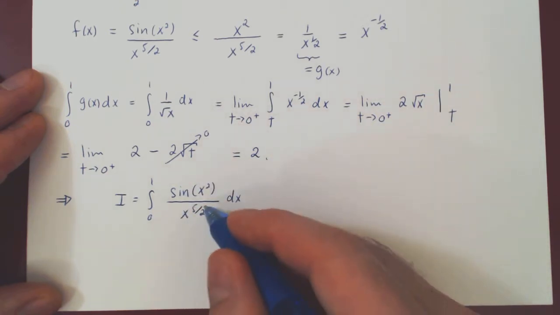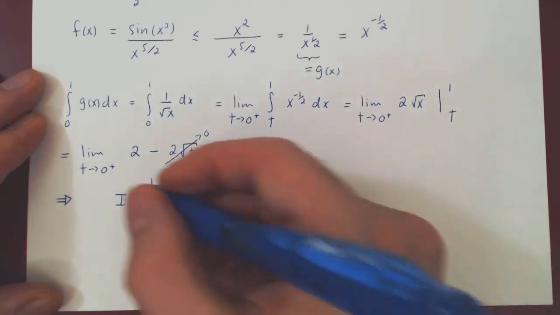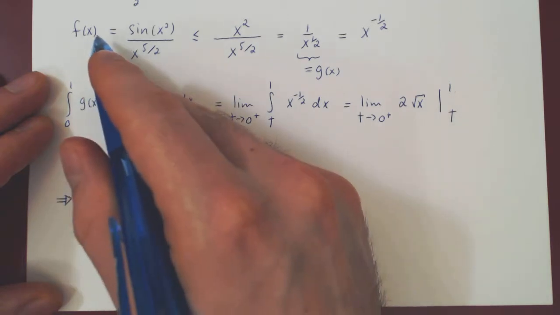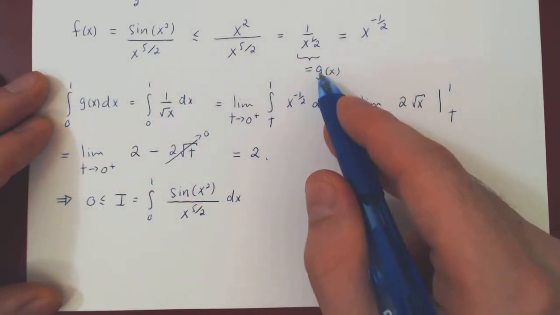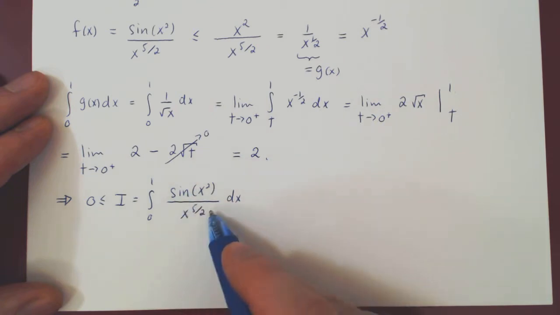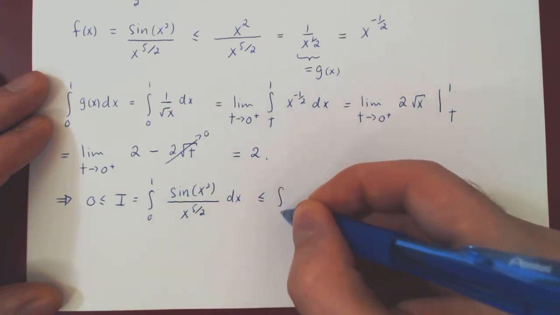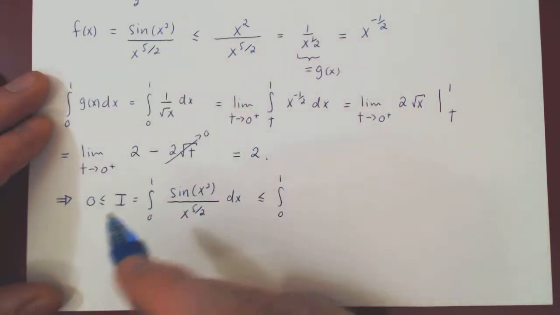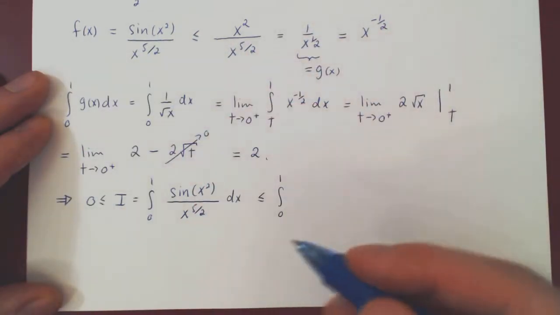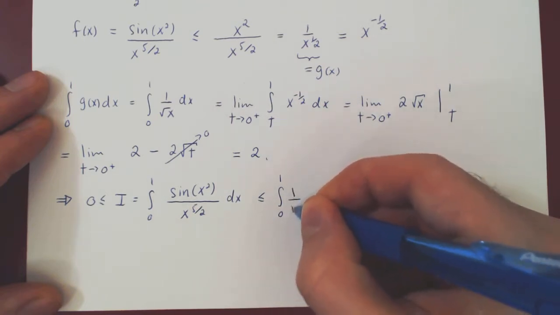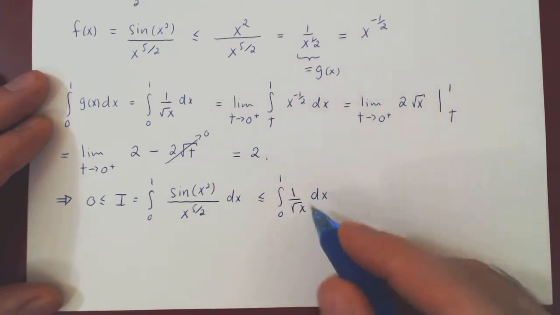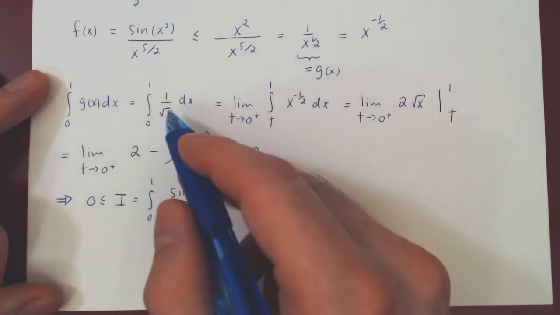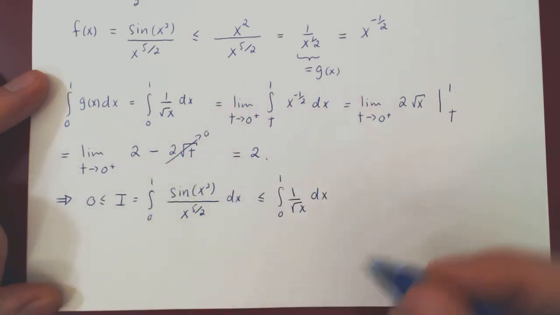Again, our function is non-negative, so the integral will also be non-negative. But this function is smaller than g, and so the integral of the smaller function will be smaller than the integral of the bigger function, which you can write as simply 1 over root of x. But even though we have here an improper integral, we have just found that this integral converges and is exactly equal to 2.